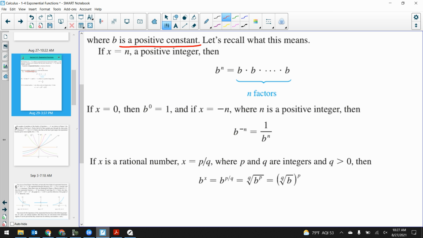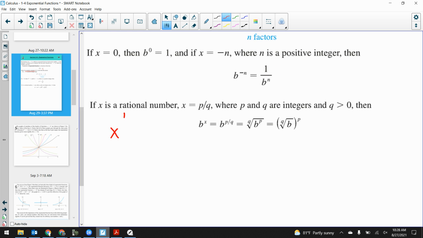If x is rational, x equal to p over q, where p and q are integers, basically the numerator of your fraction is the power, and the denominator of your fraction is the index. So if I've got 2 to the 1/2 power, that means 2 to the first power and the square root of that, right? If I've got 3 to the 3/4 power, that means 3 to the 3rd power and the 4th root of that.